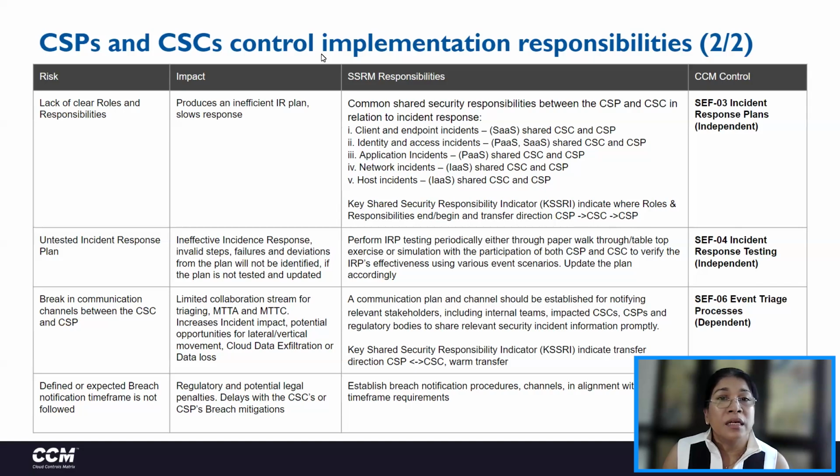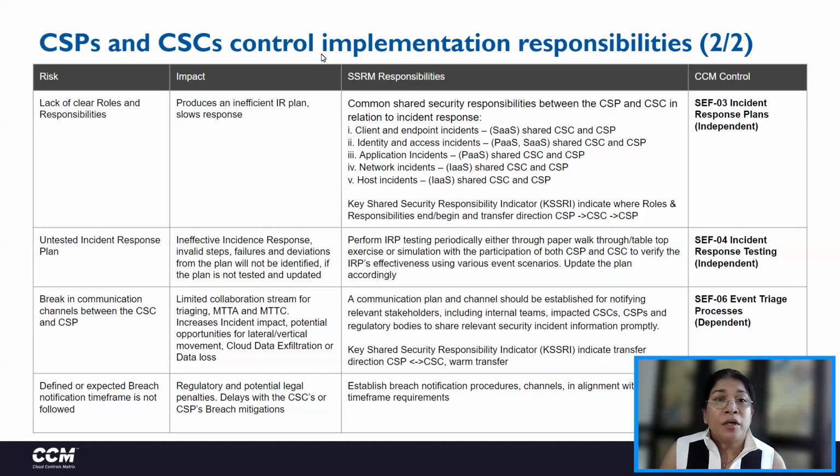The next risk is the untested incident response plan. Some cloud service customers may misunderstand the roles and responsibilities between the CSP and the CSC to test the plan. The impact is an ineffective incident response plan. Ineffective or invalid steps, failures, and deviations from the plan will not be identified if the plan is not tested and updated.